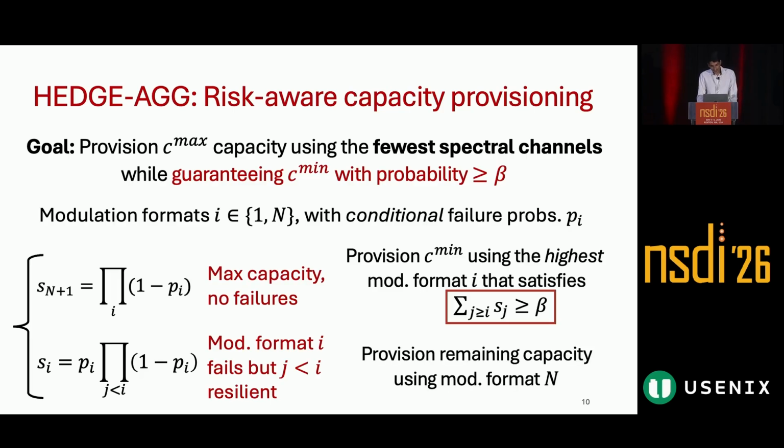And to be as capacity efficient as possible, we can provision the remaining capacity between Cmin and Cmax simply using the highest order modulation format because it's not subject to any availability target.